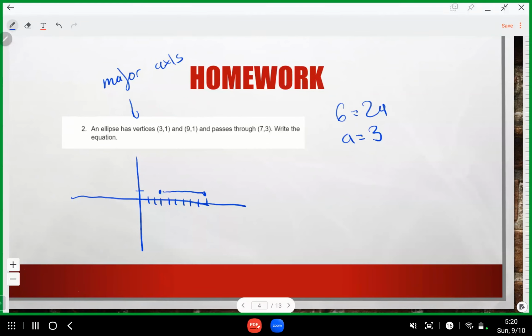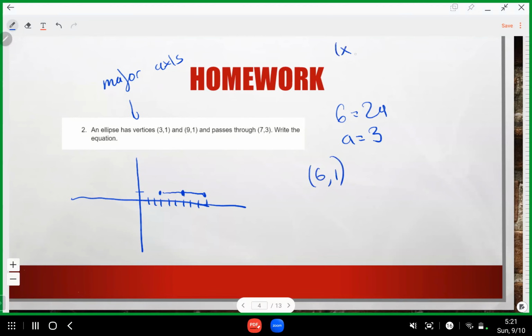Obviously we have this here. We don't even need to find c, right? We don't necessarily need to find c. Let's find the center. What is the center here? (6, 1). Very good. So (6, 1) is the center. You know the equation of the ellipse, right? (x minus h) squared over a squared, plus (y minus k) squared over b squared is equal to 1, right?